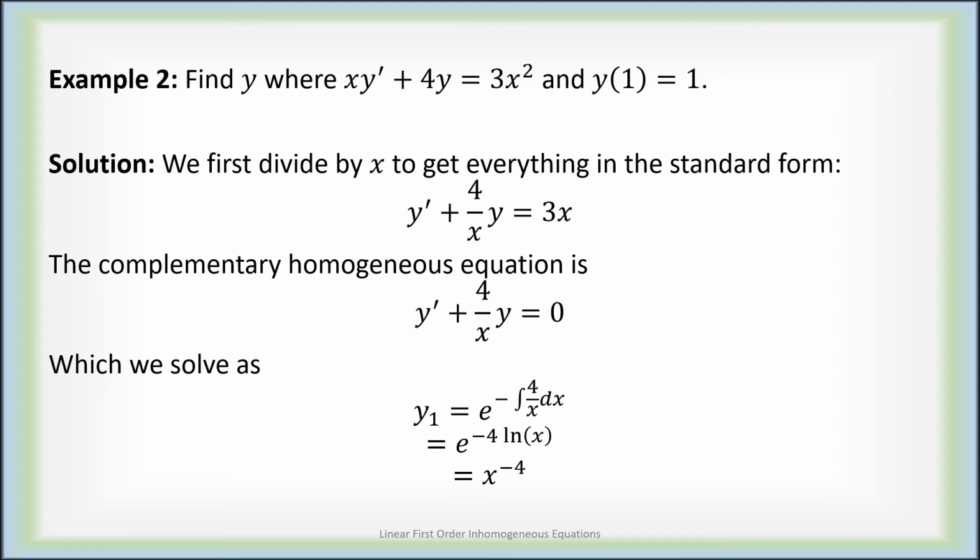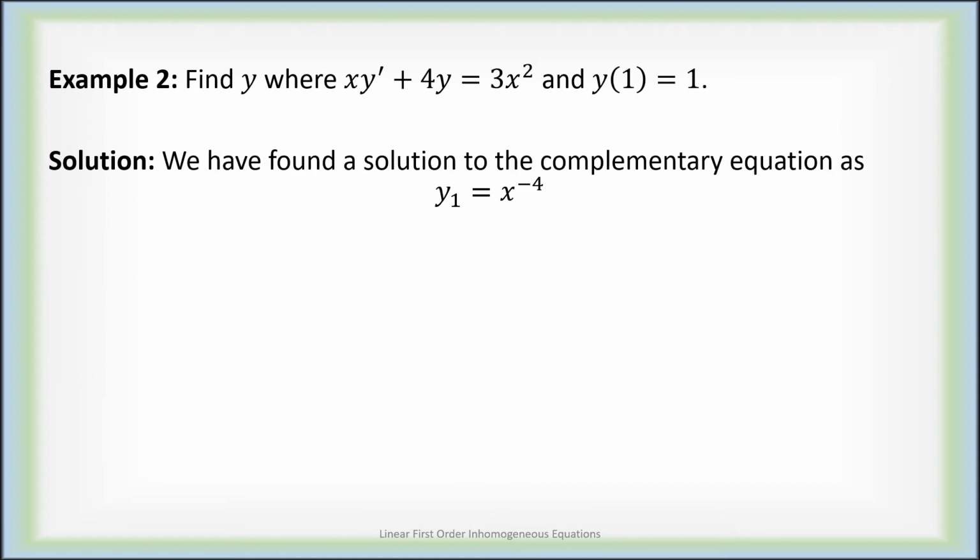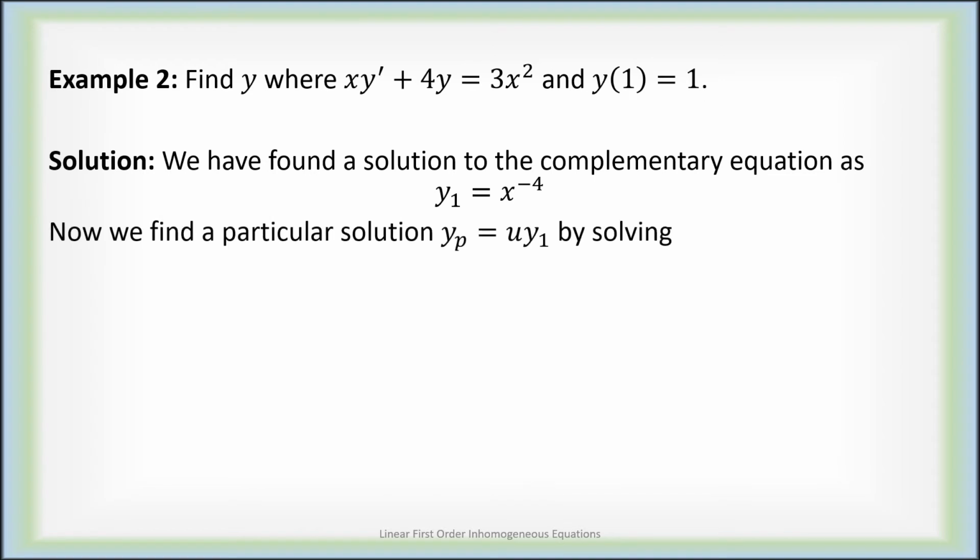You can now check, if you really wanted, that x to the minus 4th as our function y happens to solve the complementary homogeneous equation. We're not necessarily interested at this point in finding all solutions, we just need one. y sub 1 is x to the minus 4th, a single solution to the complementary equation.